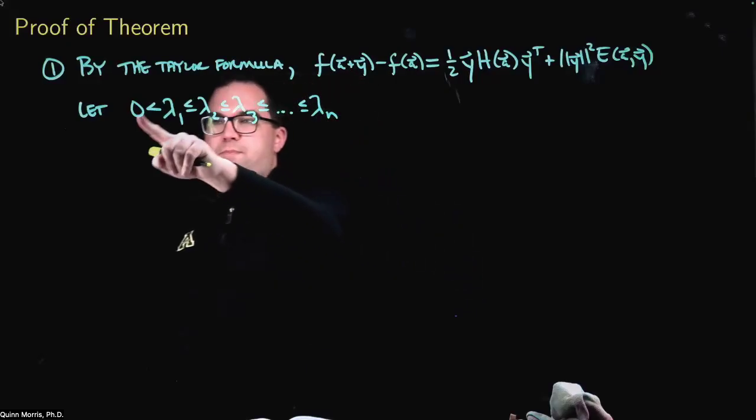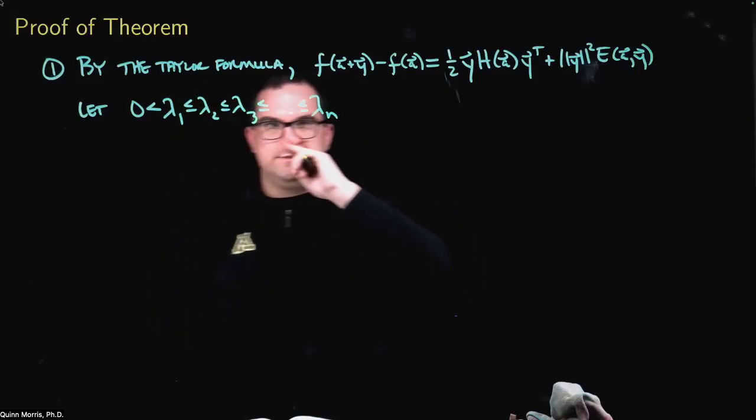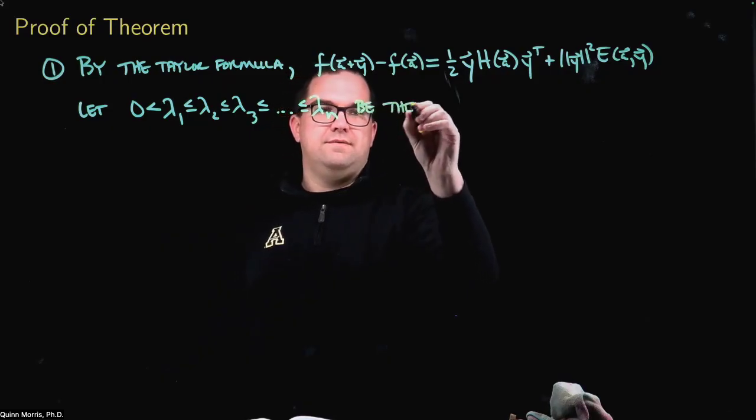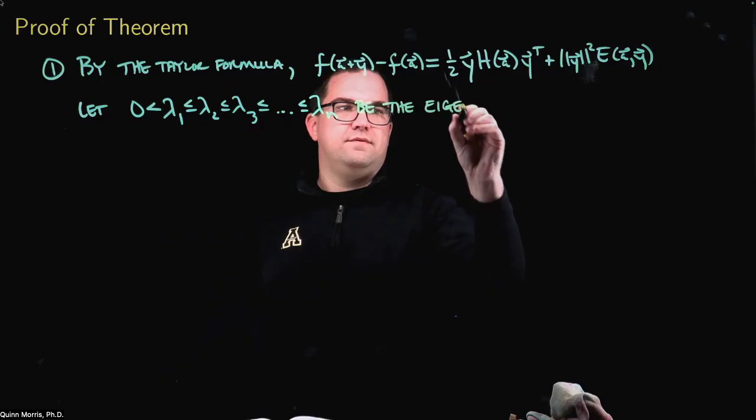Now, since lambda 1 is strictly positive, oh, sorry, I want these to be the eigenvalues of the Hessian.